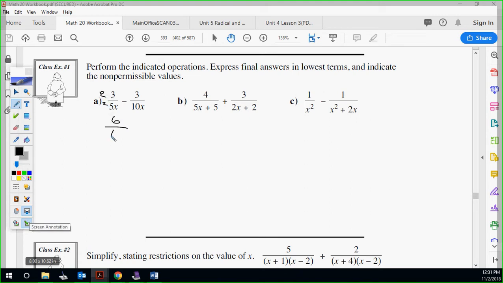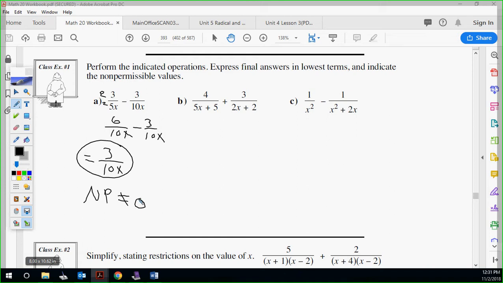So 6 over 10x minus 3 over 10x. I get 3 over 10x. That's your simplified rational expression. My non-permissible is 0. So we can't be 0.